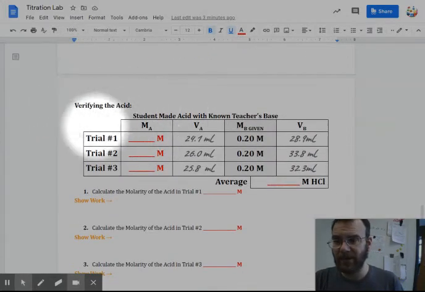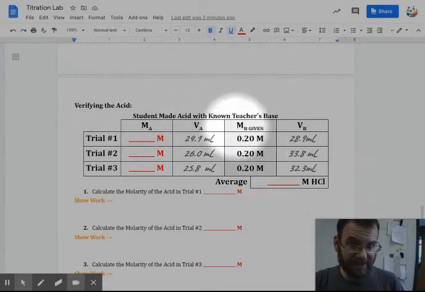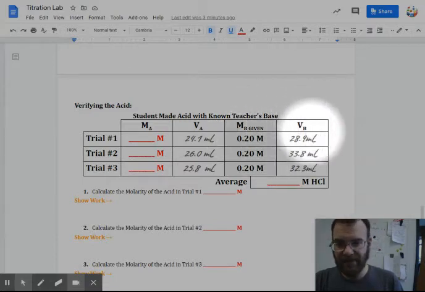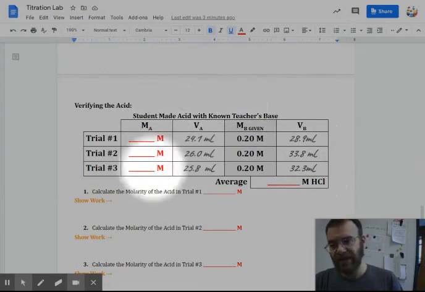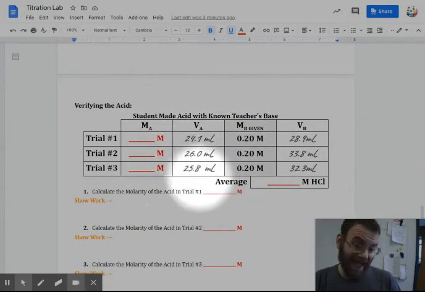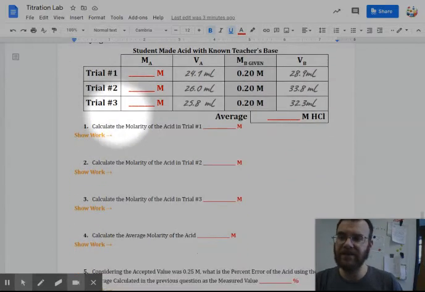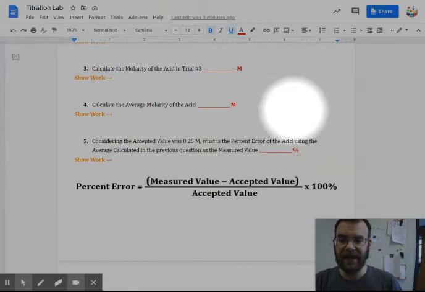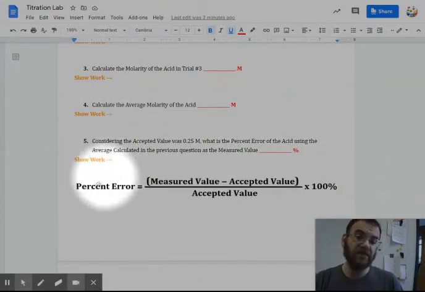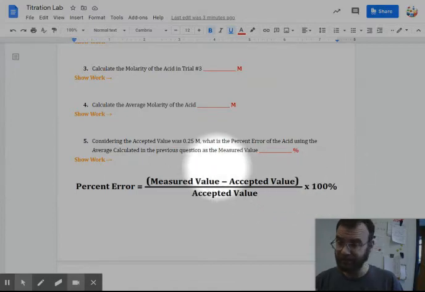You're then going to repeat that process for the acid. Notice again, they were given a base. They measured out this much of the base through their experiment when they had started with this much of the acid that they were verifying, and you need to determine the molarities, the first trial, the second trial, and the third trial, then calculate the average, then do this percent error again.